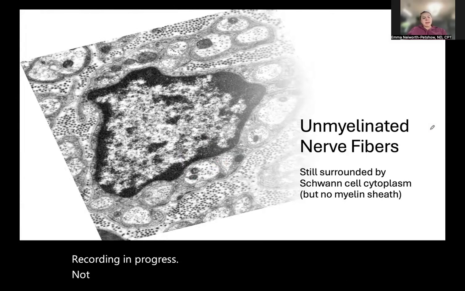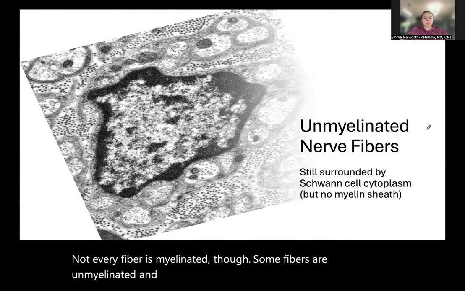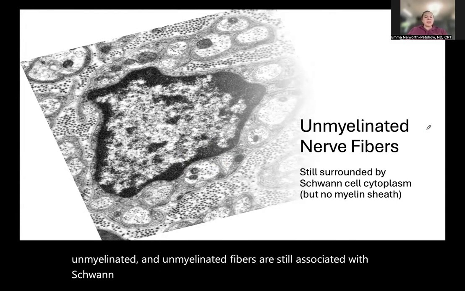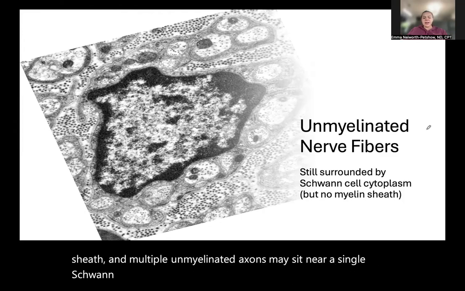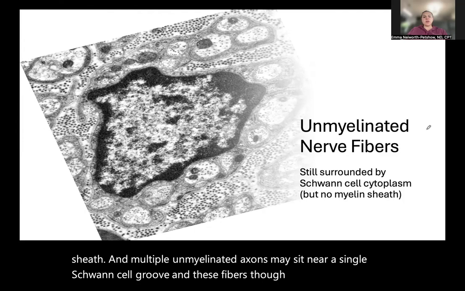Not every fiber is myelinated, though. Some fibers are unmyelinated, and unmyelinated fibers are still associated with Schwann cells, but they lack a multilayered myelin sheath. And multiple unmyelinated axons may sit near a single Schwann cell groove, and these fibers, though, will send signals much more slowly.